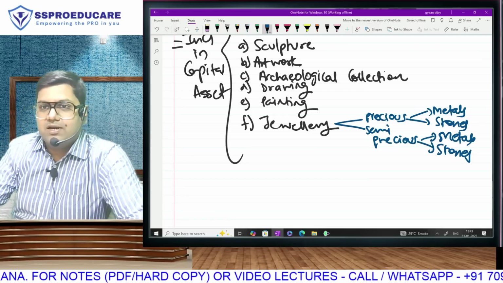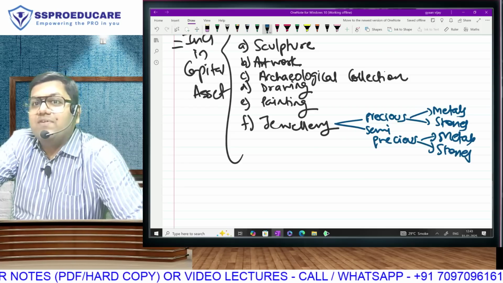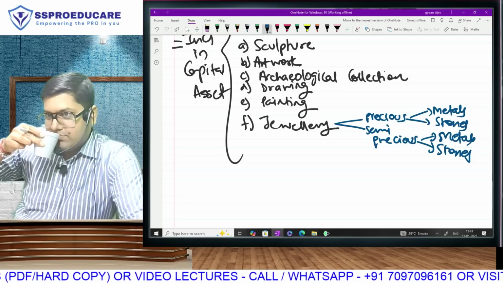So what are we learning, ladies and gentlemen? Capital gain. Two things will happen, then only we calculate. First thing was, we have been given inclusions and exclusions.